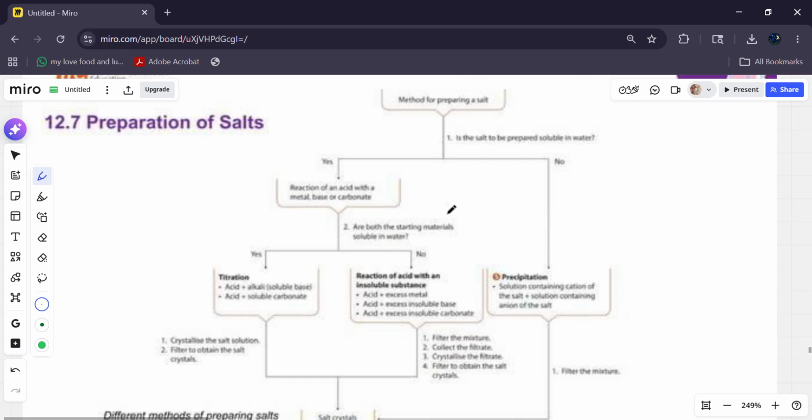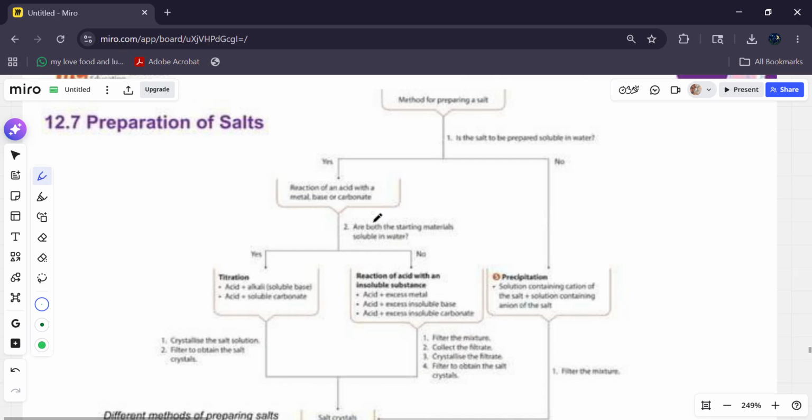Preparation of salt. Is the salt to be prepared soluble in water? If yes, then reaction of an acid with a metal, base, or carbonate. If no, if the salt to be prepared isn't soluble in water, we use precipitation: a solution containing the cation of the salt and a solution containing the anion of the salt. Now, what if the salt to be prepared is soluble in water and the answer is yes? We'll ask the second question. Are both the starting materials soluble in water?